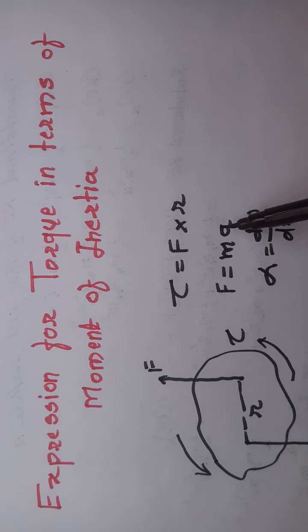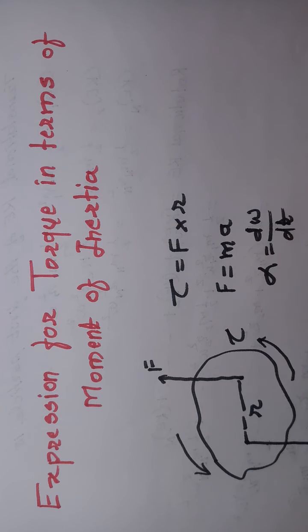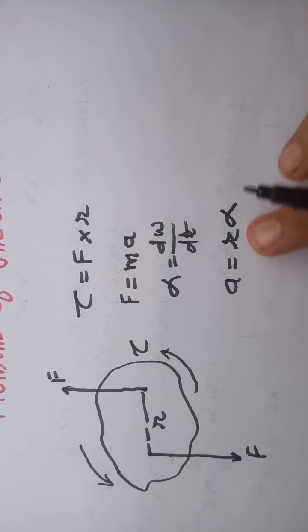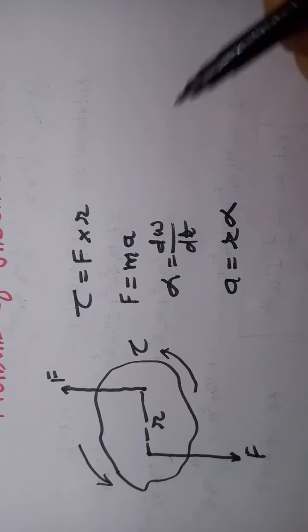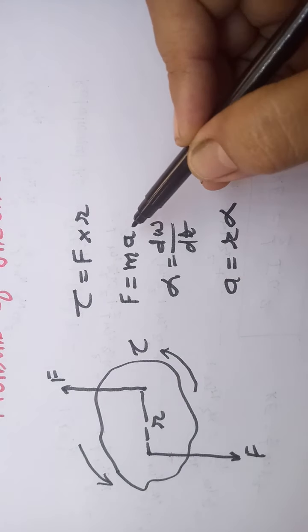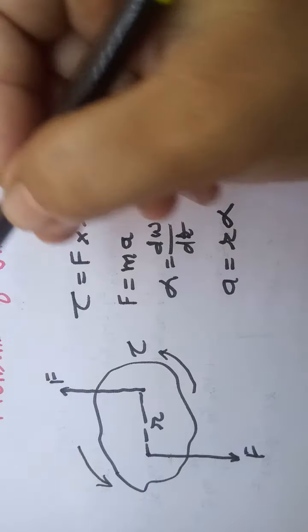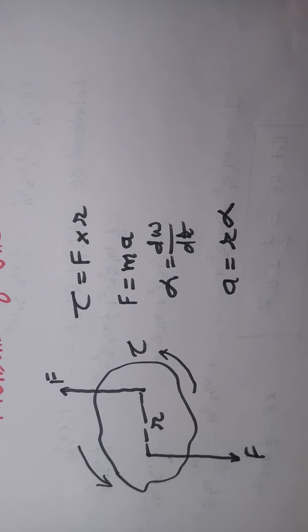There is one relation between linear acceleration and angular acceleration. We know that the linear acceleration is related with the angular acceleration by the relation a is equal to r into alpha. That is, linear acceleration is equal to radius into angular acceleration. So these are the important formulas that we must know before obtaining the expression for torque.